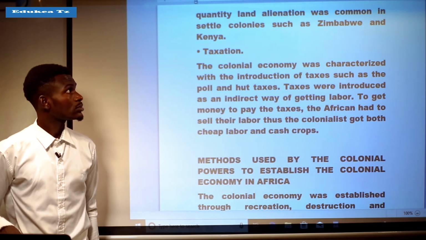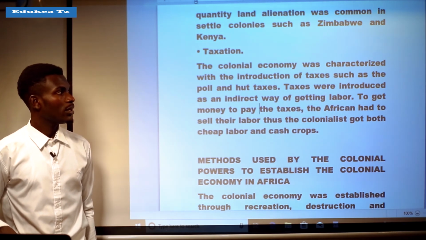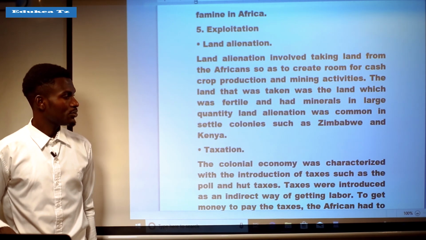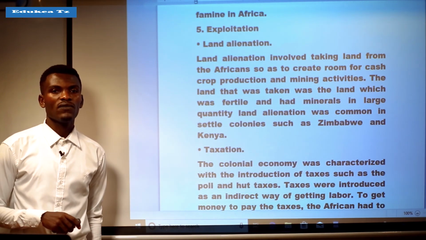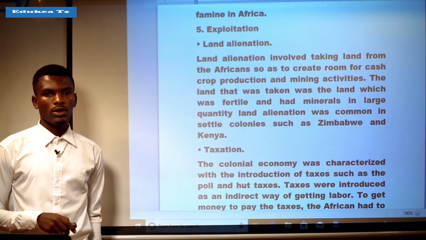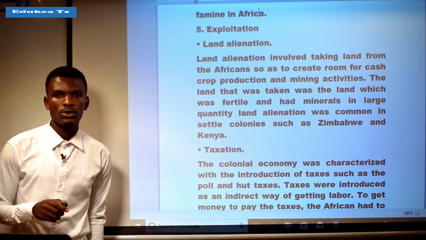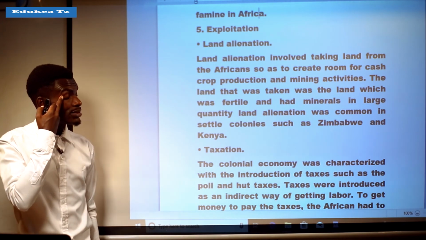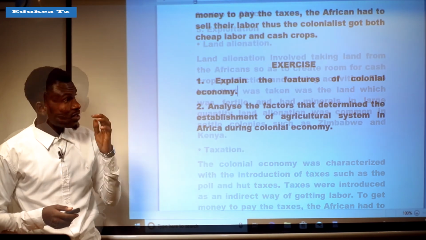As I've told you, these were the characteristics of colonial economy which was introduced by the colonialists in Africa. So until there, this is the end of our lesson.